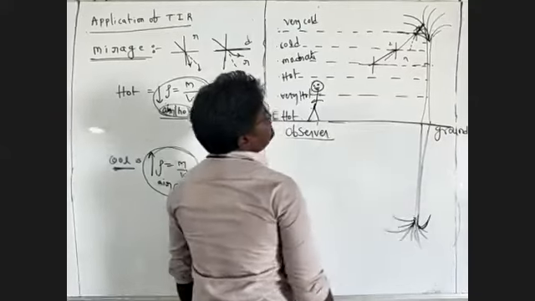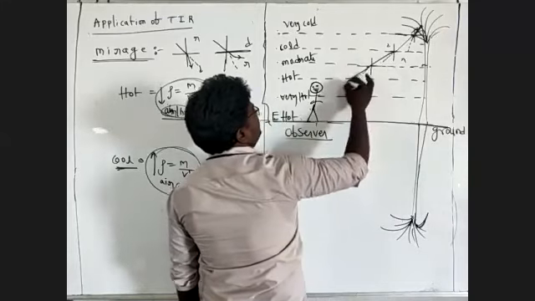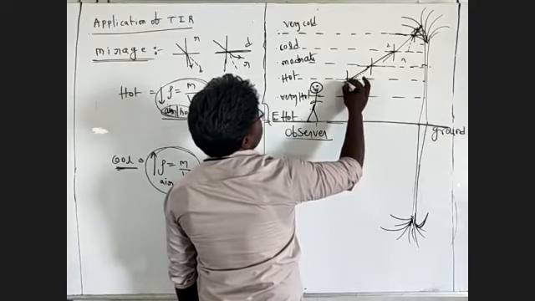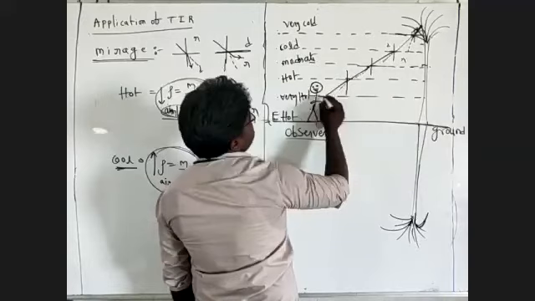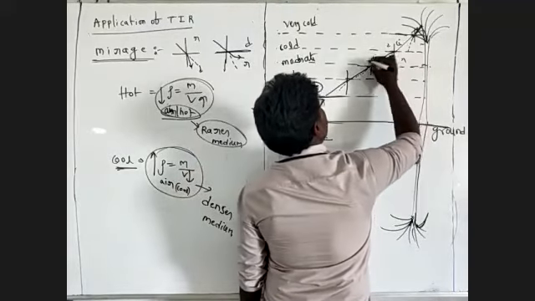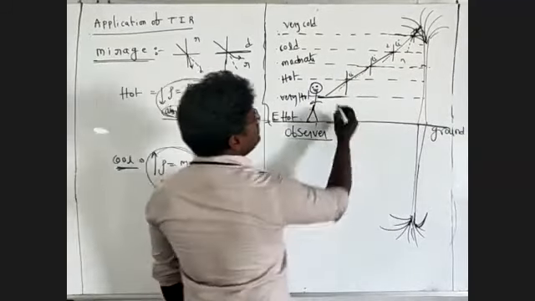Light bends away from the normal. Now again, what will happen? This is the actual direction of the light ray. This is a bending line. The actual direction of the light ray is bending like this. Again, what happens here? The angle of incidence increases.